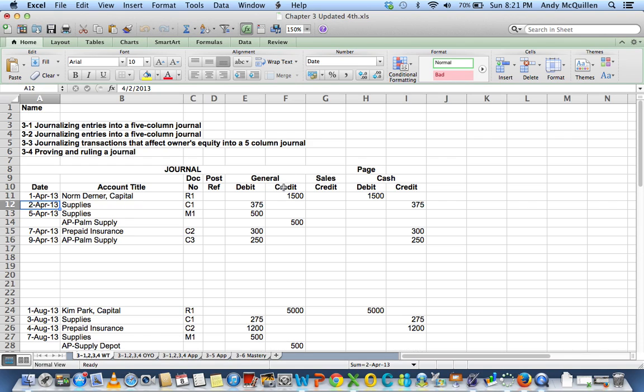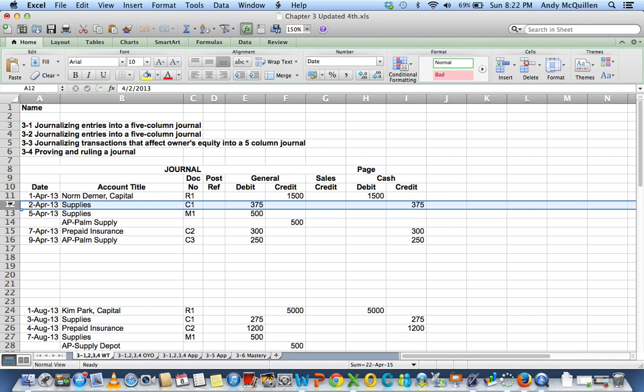The first transaction on page 62 in the green box is April 1st, received cash from owner as an investment, $1,500, R1. The first thing we do is put the date in, and then we have to break down the transaction. Well, we've got cash, so we know our cash is going to go up and it's going to be debited $1,500. And we also know that our owner's equity, which is Norm Derner Capital, was also impacted and went up $1,500, and that's why the general was credited.